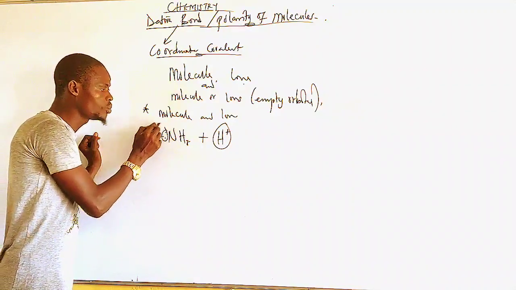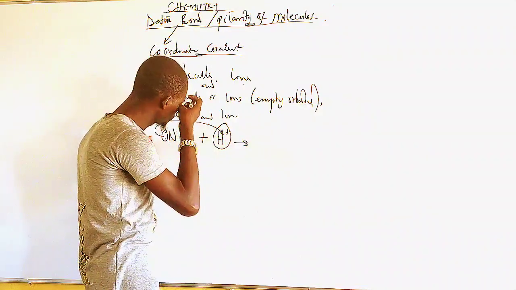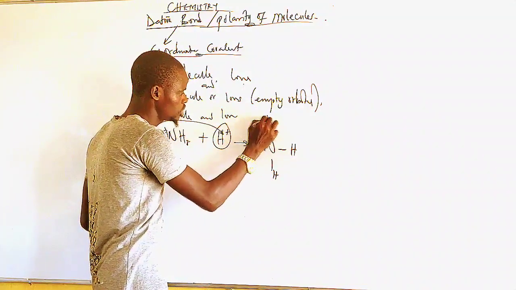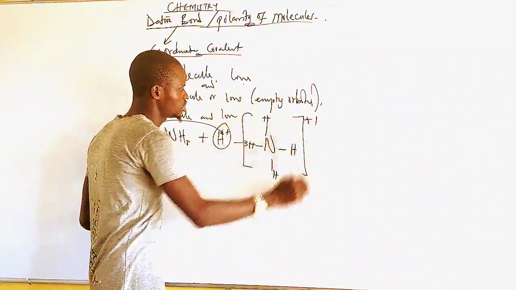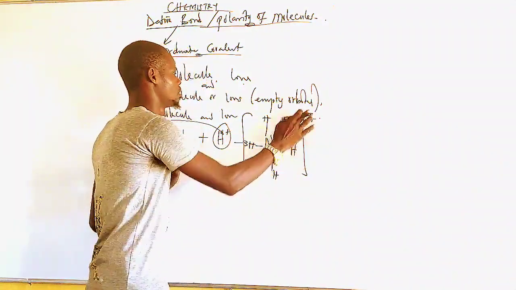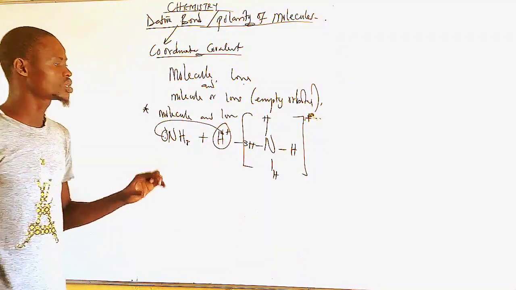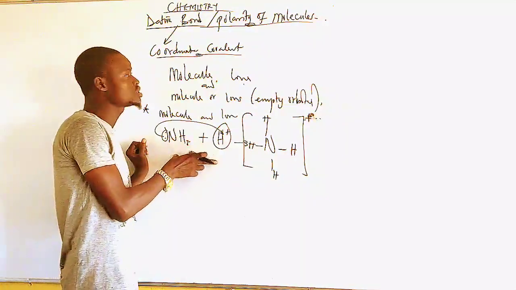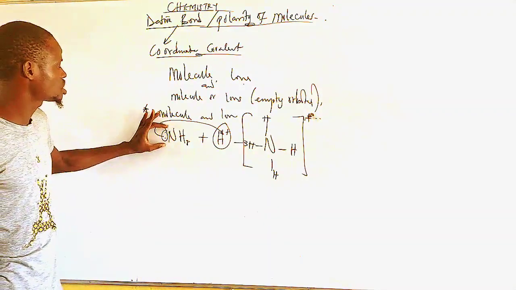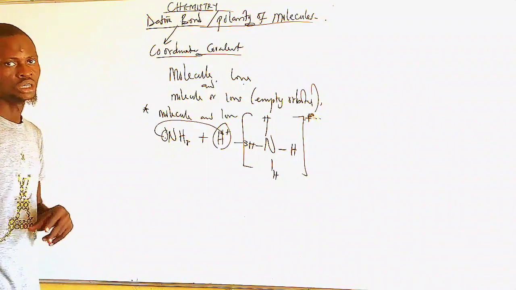It transfers this lone pair of electrons to hydrogen to form NH4+, which is the ammonium ion. This kind of bond that is formed between them is what we call coordinate covalent bond or dative bond. Why? In this case, nitrogen is the one that is donating the shared electrons to bond with hydrogen. Are you getting something now?